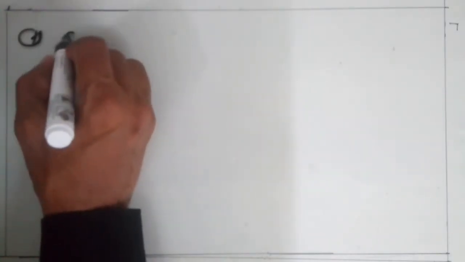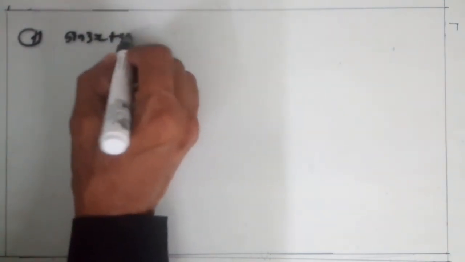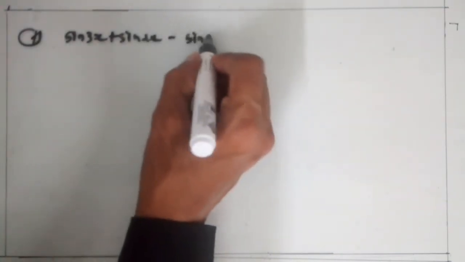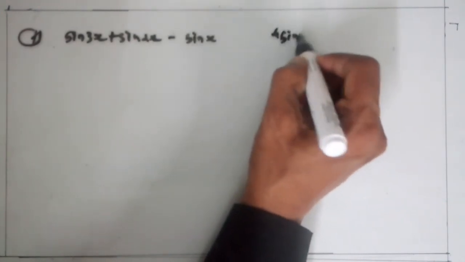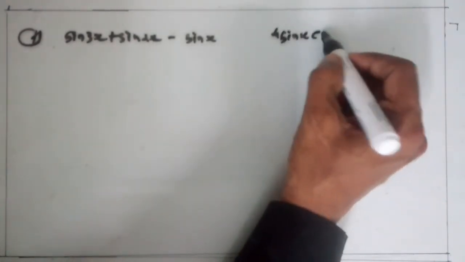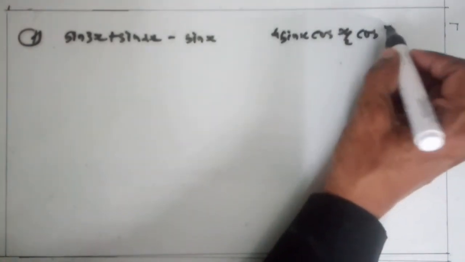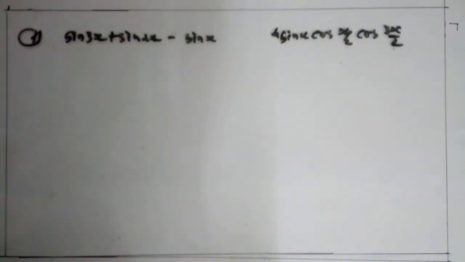Prove that sin 3x plus sin 2x minus sin x is equal to 4 sin x into cos x by 2 into cos 3x upon 2. Prove this. Think how to solve this question.